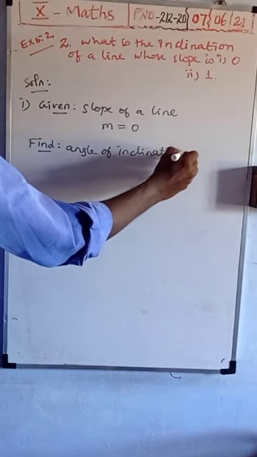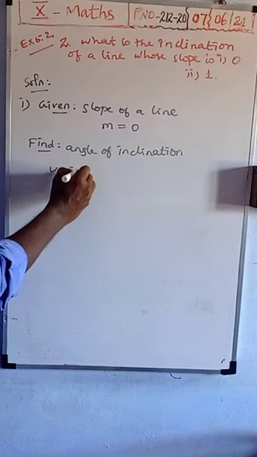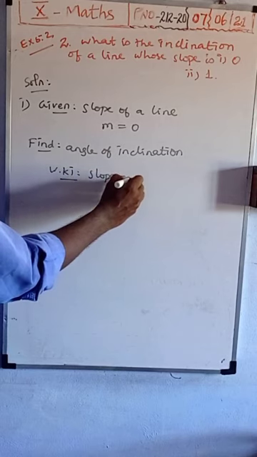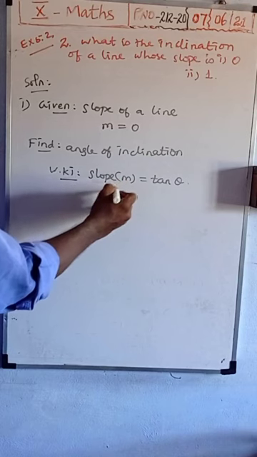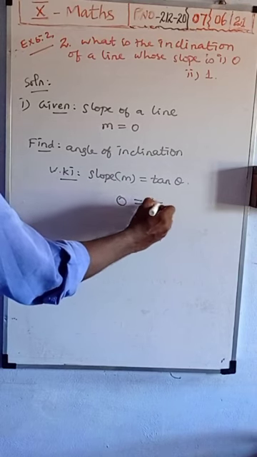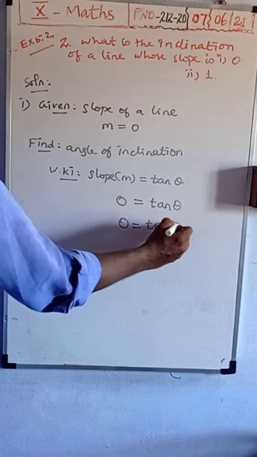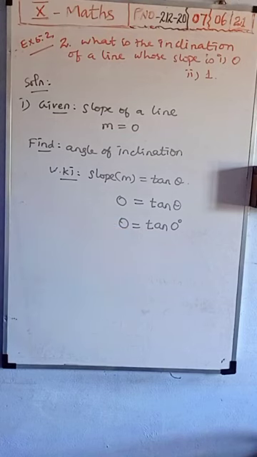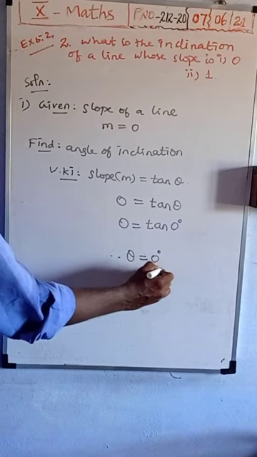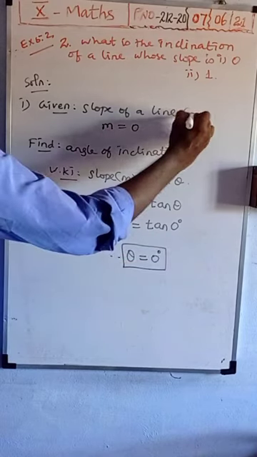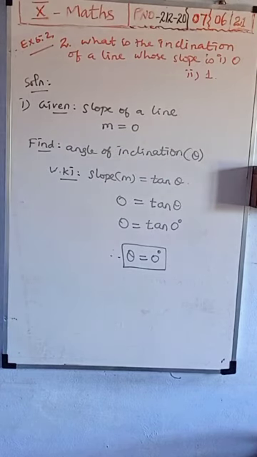Only the angle is given, so we know the formula: slope m is equal to tan theta. Substitute the m value, which is 0. So 0 is equal to tan theta. Which angle has tan value 0? Tan 0 degree is 0. Therefore, theta is equal to 0 degree. The angle of inclination theta is 0 degree.